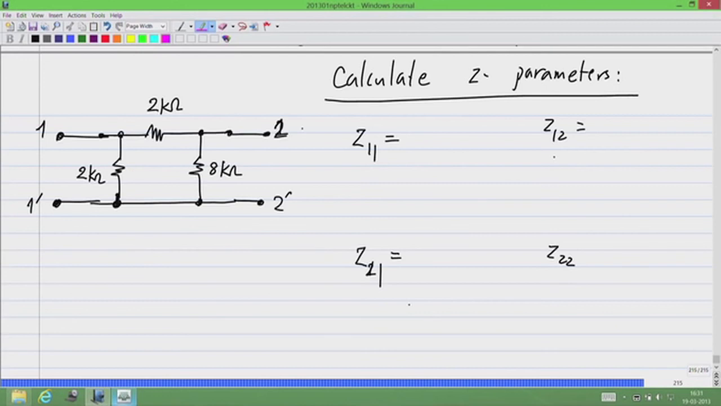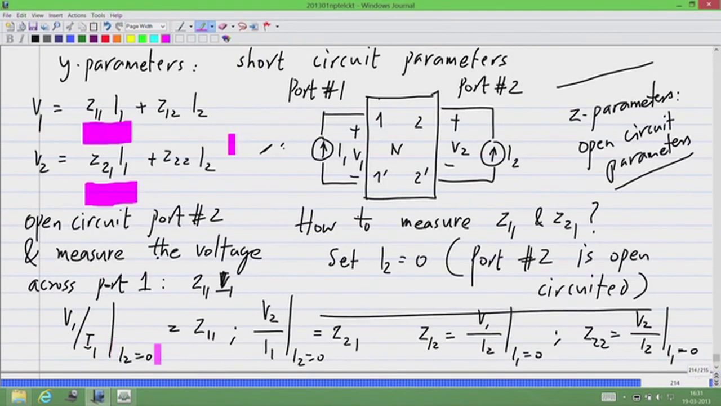So as I mentioned earlier, to calculate Z11, you set I2 equal to 0 and take V1 by I1. And this is not some mysterious formula I came up with. If you look at this, V1 is Z11 I1 plus Z12 I2. If you set I2 equal to 0, this part goes away. That is, if you open circuit port 2, the second part goes away, and V1 will be Z11 I1. So V1 by I1 will be Z11.